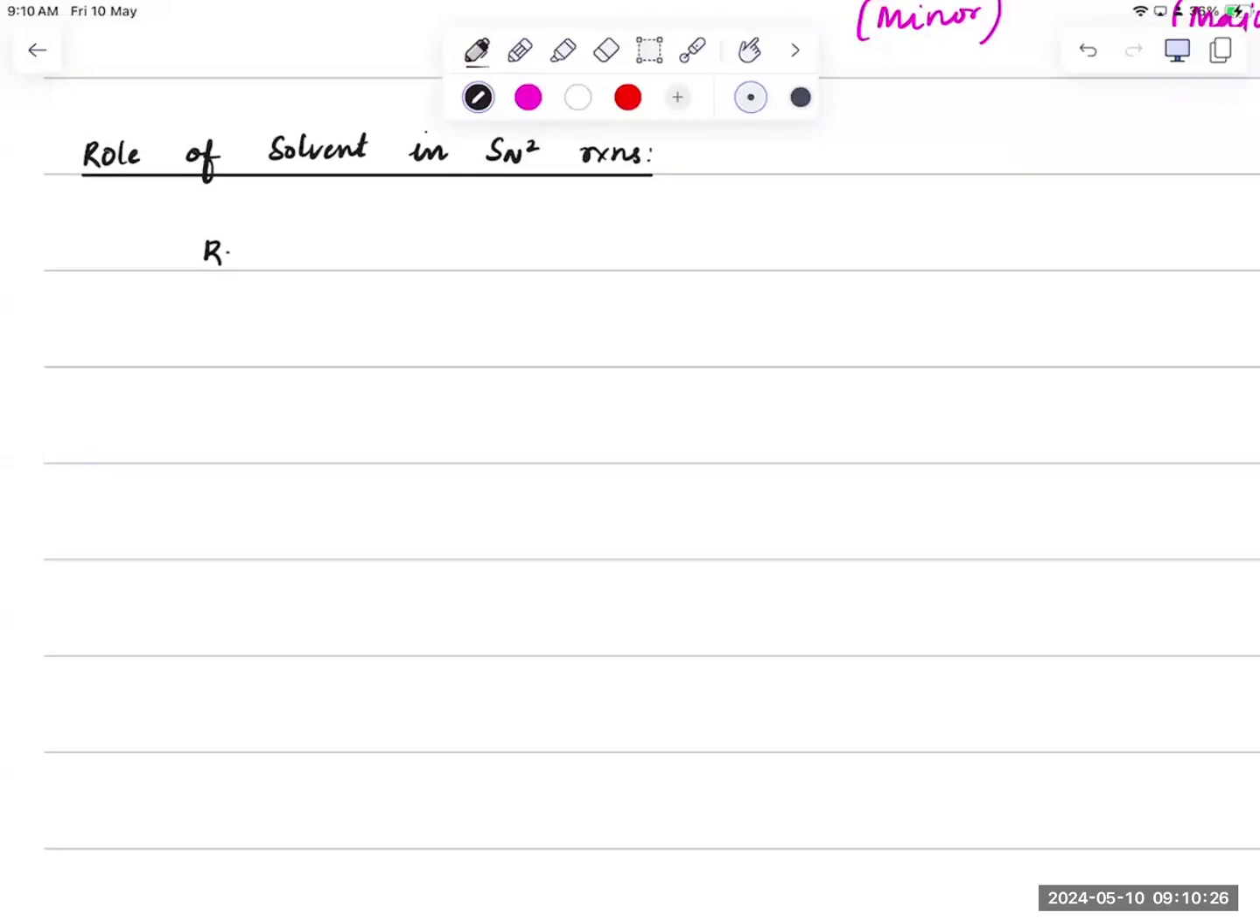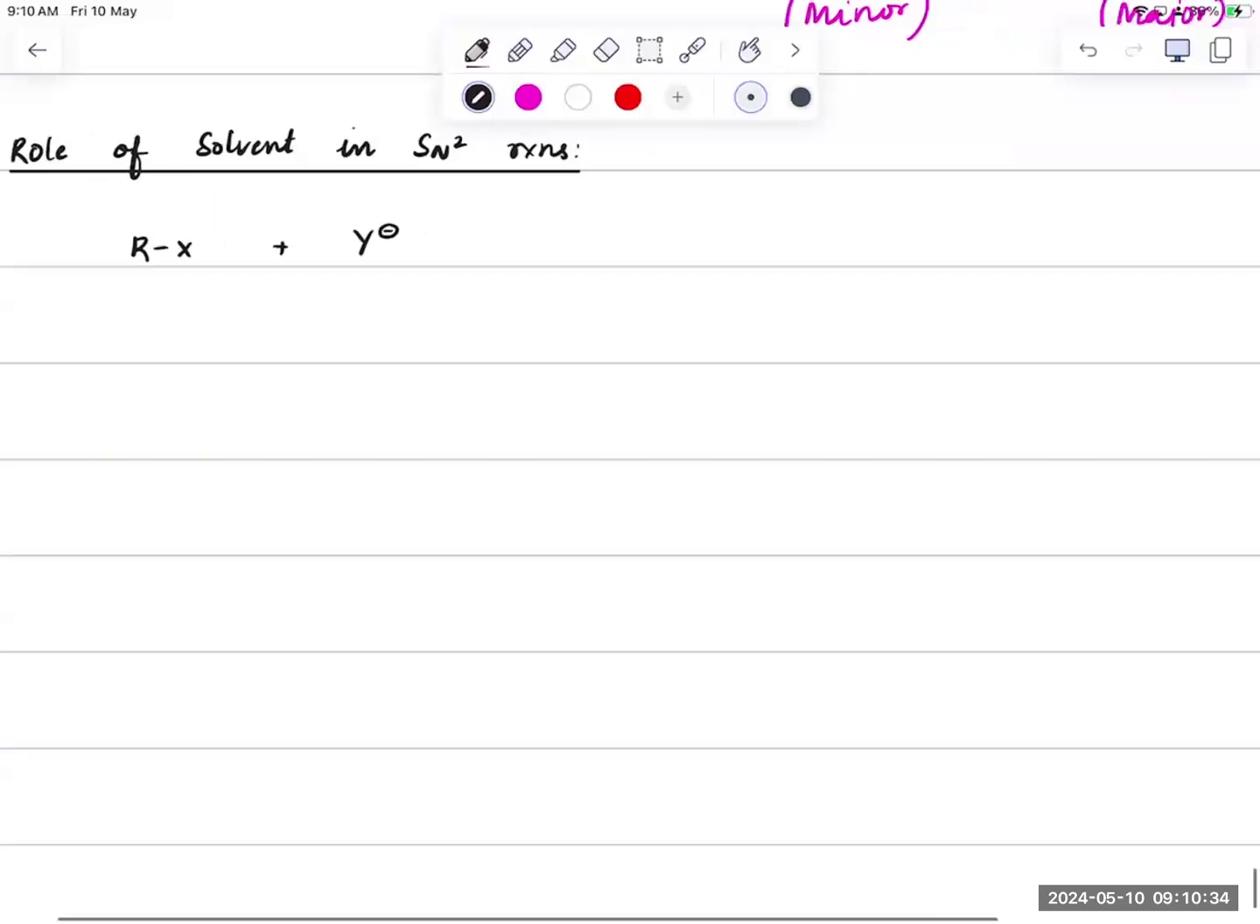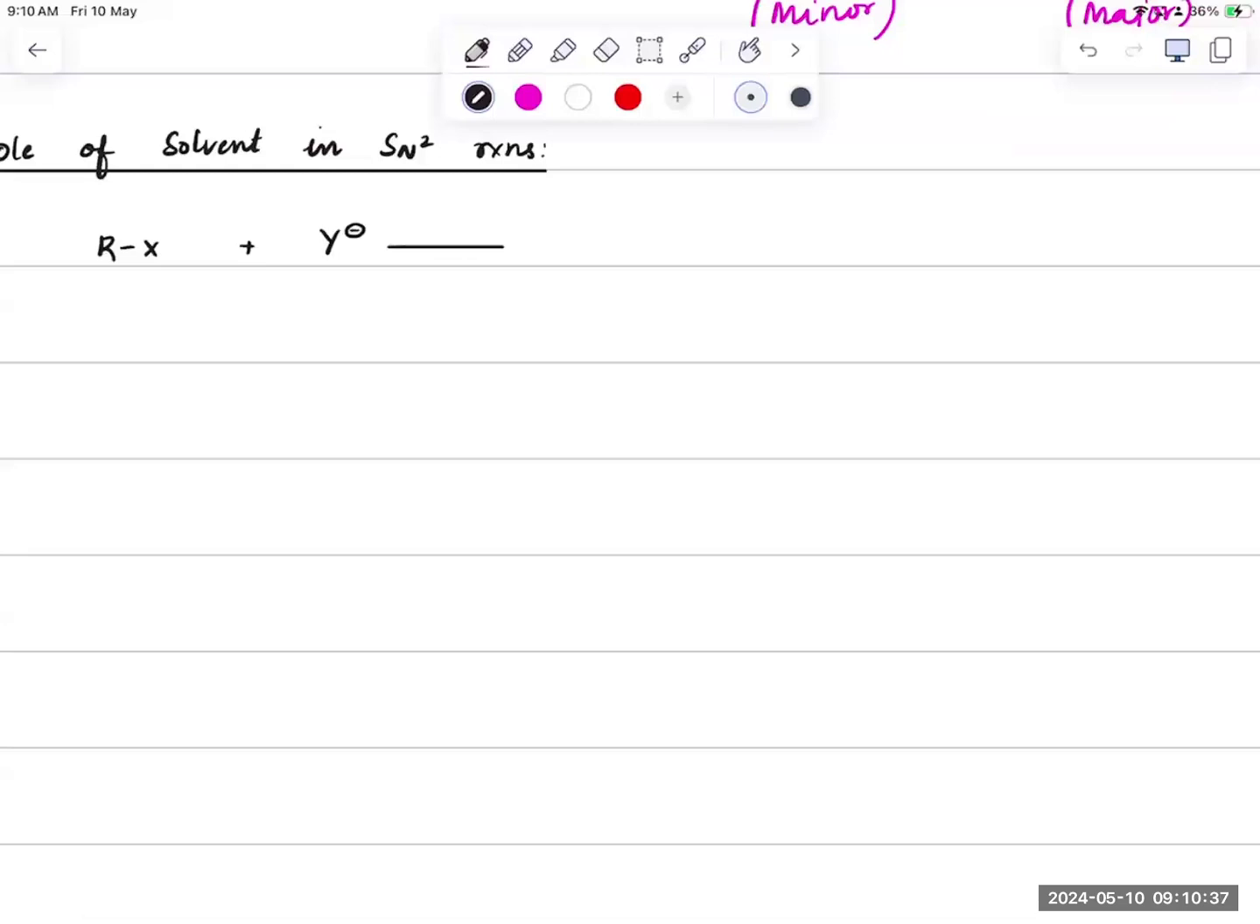Suppose I have RX as the alkyl halide and I'm treating this with Y minus. The nucleophile already has a charge. Remember this. So if it is Y minus, we'll get the transition state as Y trying to attack R and X trying to release. This will have delta negative. This will have delta negative. So this is the transition state.